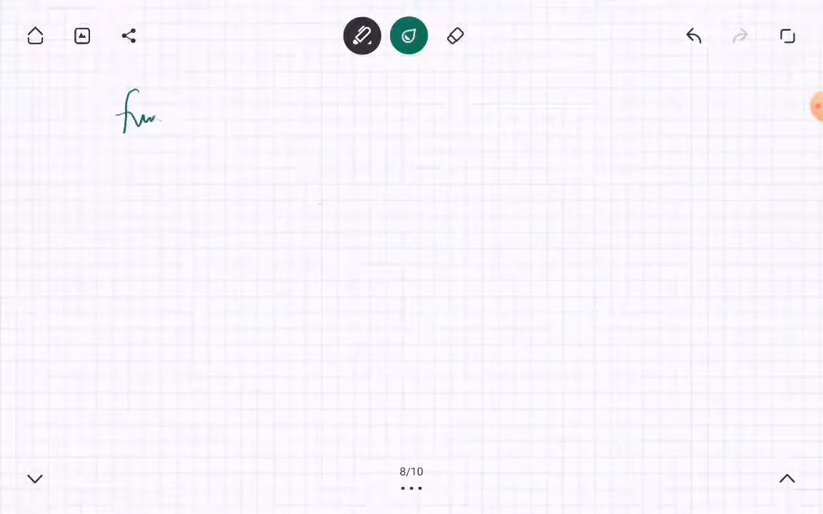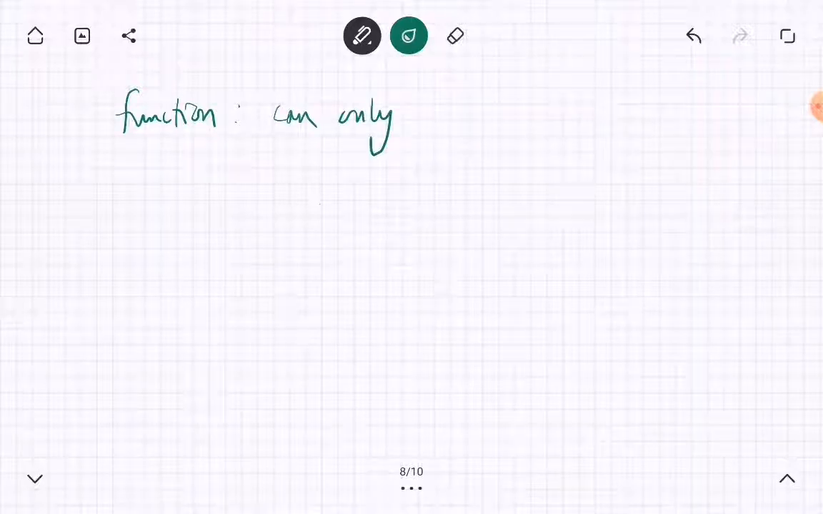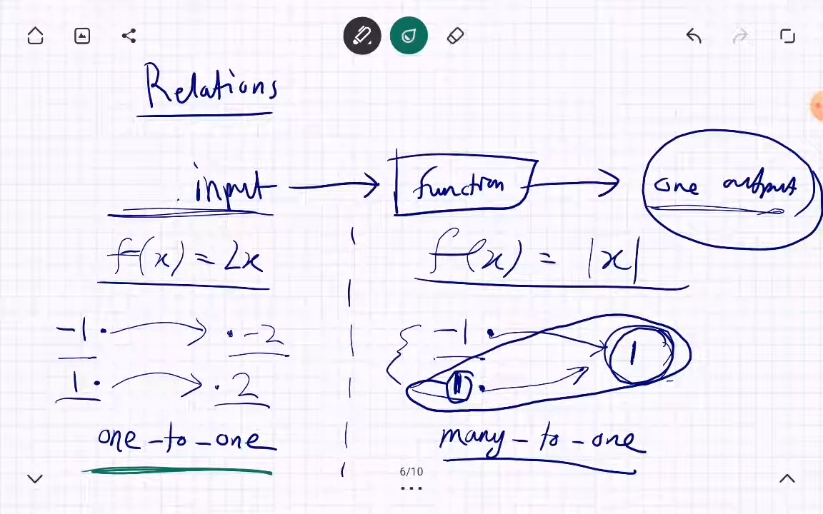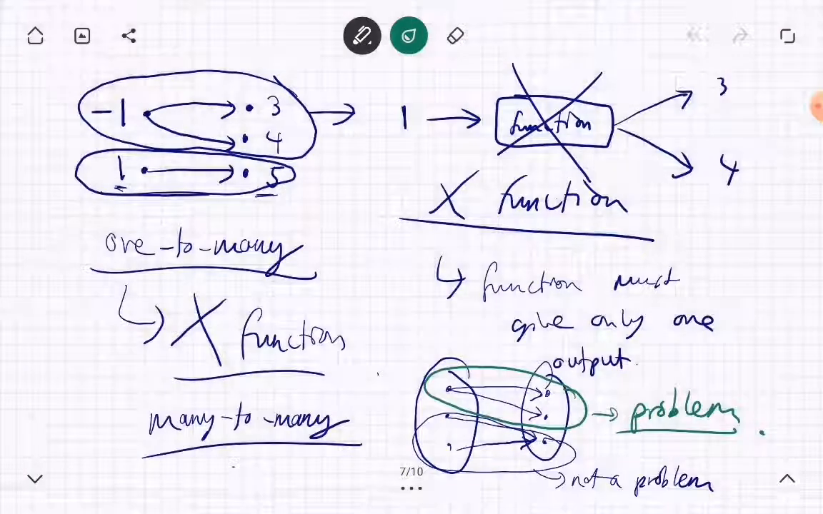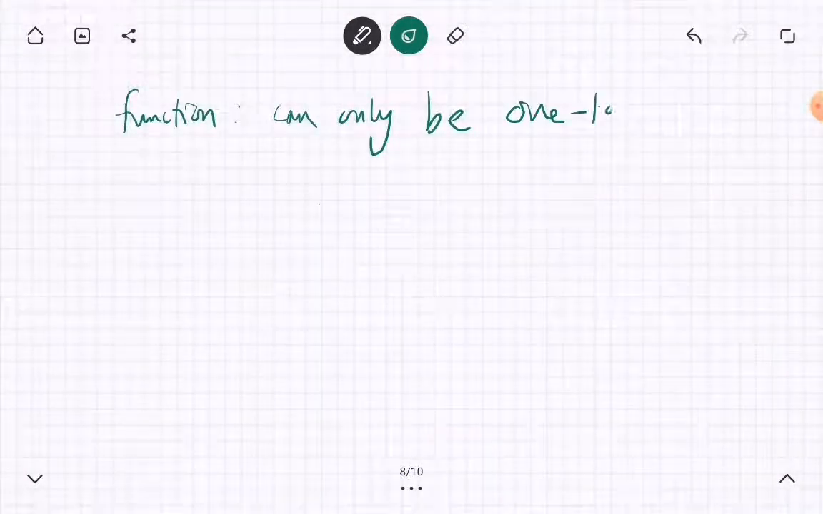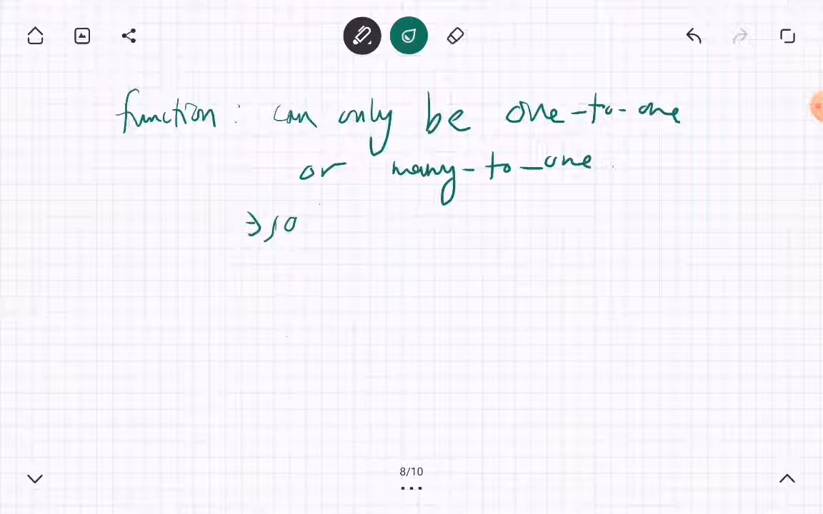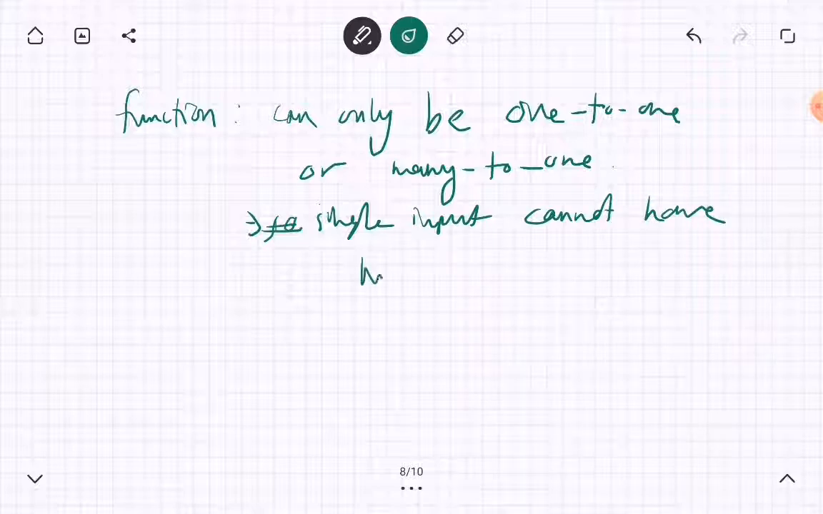So a function can only be the first two that we said. It can only be one to one or many to one. A single input cannot have multiple outputs.